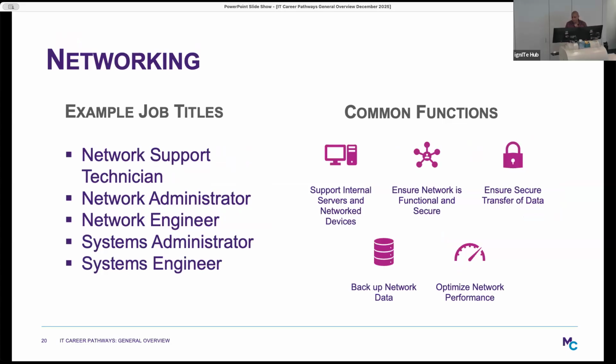These are the people that, again, you don't ever see unless one of the servers is down, okay? And this is where some of these fields are not silos, by the way. I wanted to make sure that you understand, because for smaller companies that don't have a dedicated cybersecurity group, their network engineering group is the one that's basically doing the security, because they are ensuring that the network is functional and secure, and they ensure the secure transfer of data, okay?